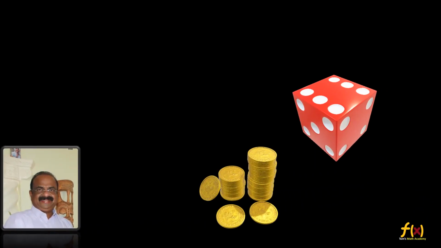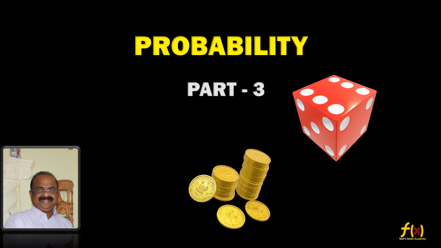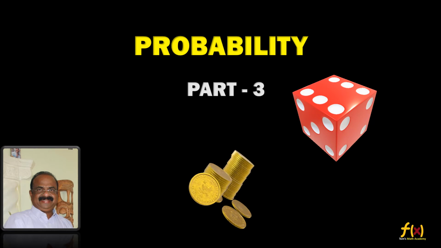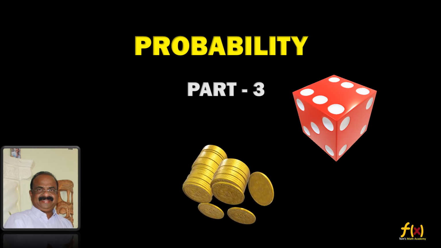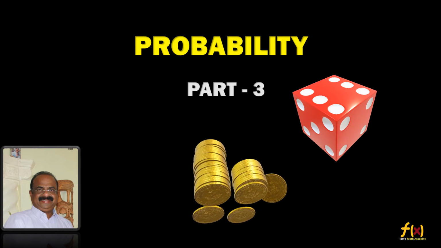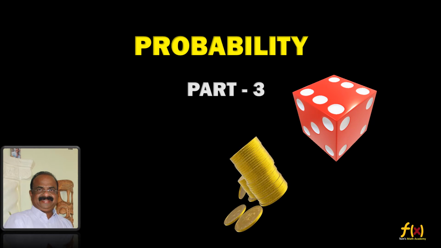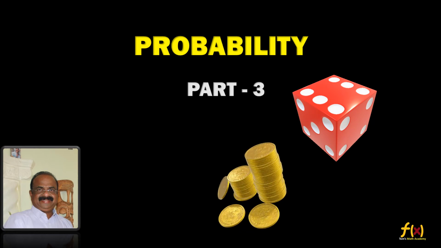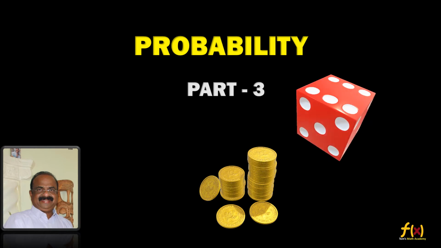We come to another session of probability. This is part 3. In the previous 2 videos, we discussed complementary events. We discussed the sum rule. We discussed mutually exclusive events. And we learned independent events.